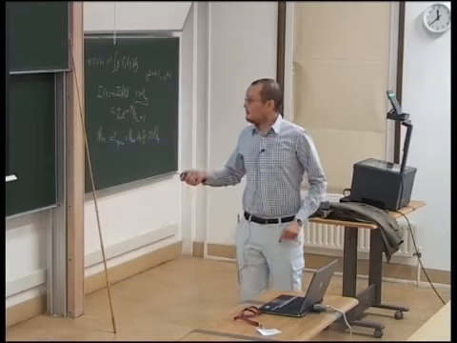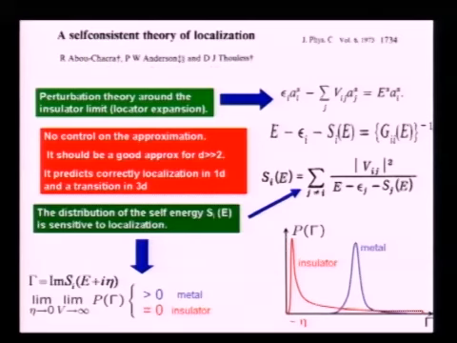So you expect that for a metal, something which doesn't go to 0. For an insulator, it should go to 0 when the imaginary part goes to 0. Also, with this method, you can compute things like the critical disorder, so the critical disorder at which the metal-insulator transition occurs.